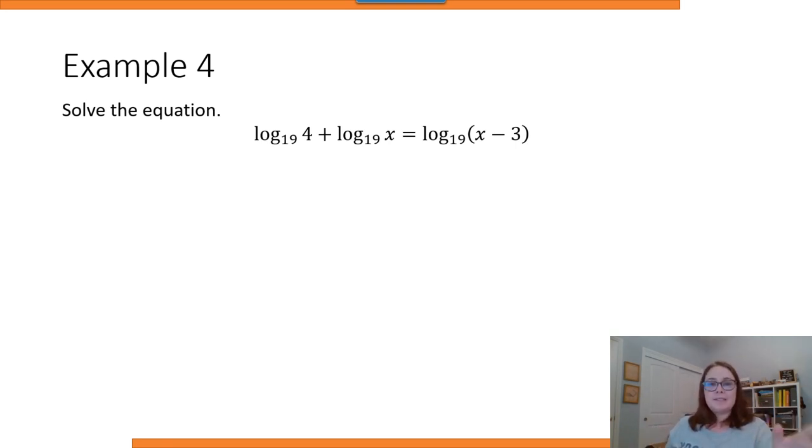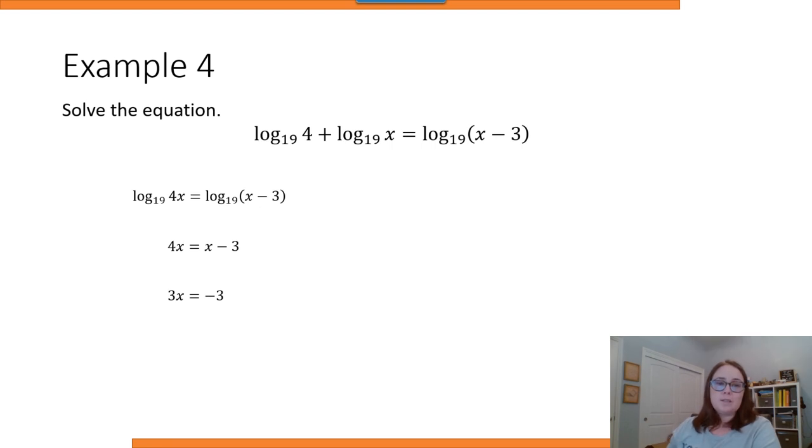But I can condense the logs. So on the left, I have the two logs adding. I can rewrite that using the product rule as log 19 of 4x. And now I have just one log equals another log, and their bases match. So I can just drop the logs out completely and just say, well, 4x has to equal x minus 3 in this case. And then subtract x from both sides of the equation. So 3x equals negative 3. And then divide by 3 to get x equals negative 1.